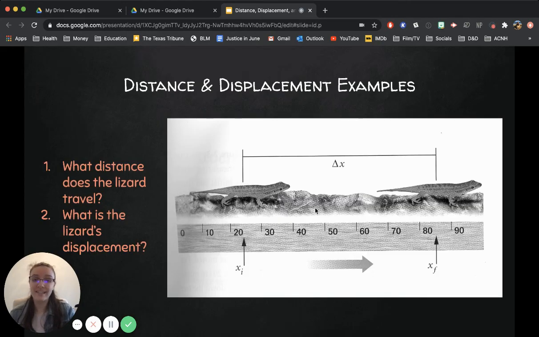So let's look at an example. I've got a lizard that's starting out at 25 centimeters and moving to 85 centimeters. What distance does this lizard travel? And what is the lizard's displacement? Hopefully you said he traveled 60 centimeters moving forward, and his displacement was 60 centimeters to the right. Remember, displacement, direction matters. So he moved 60 centimeters to the right.